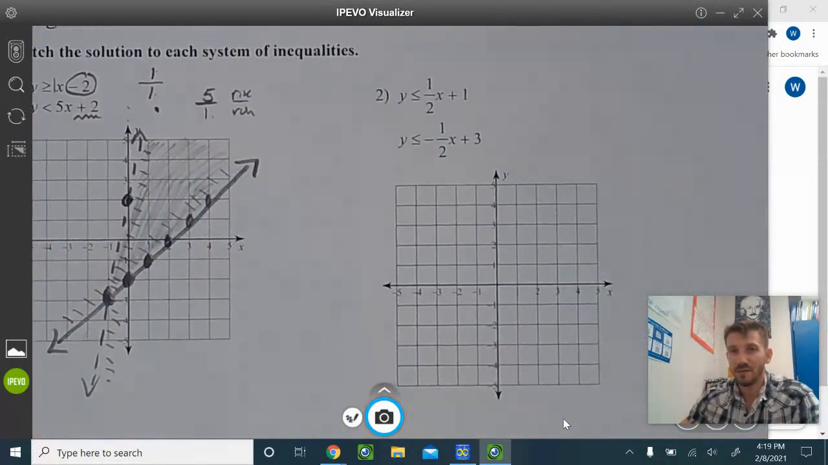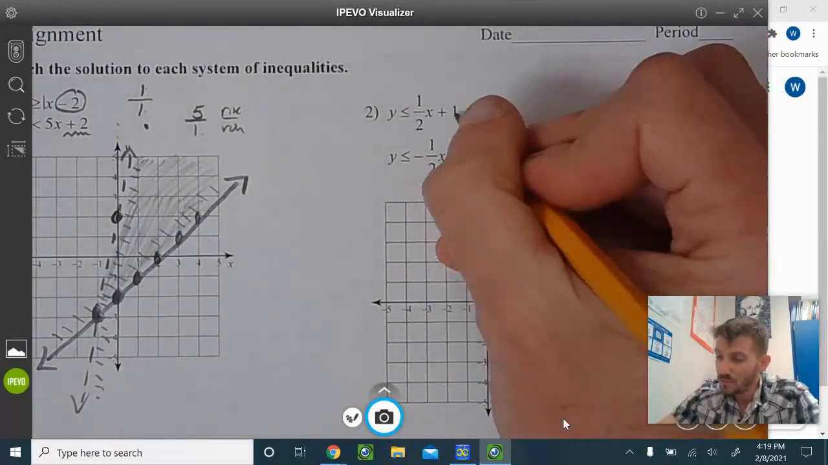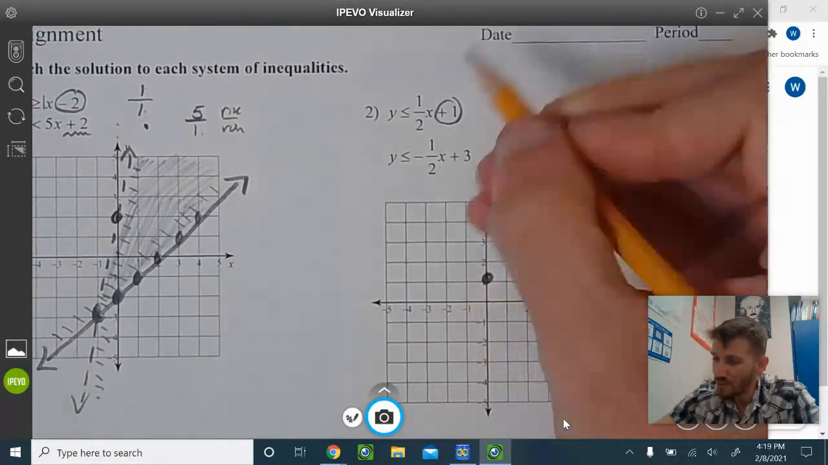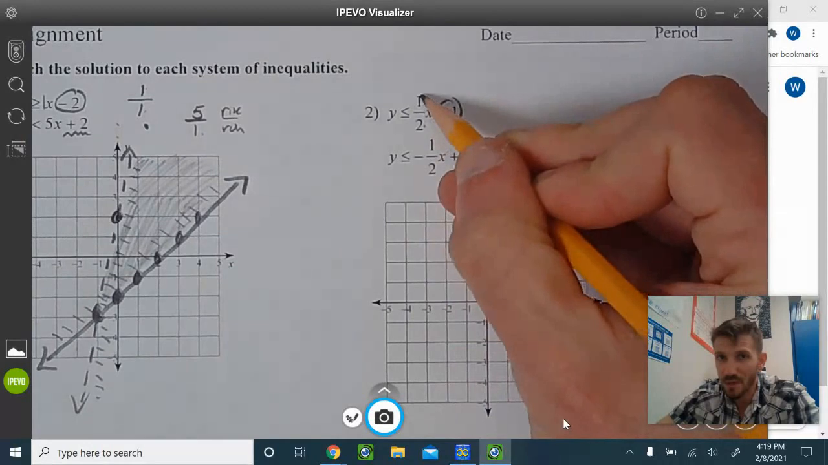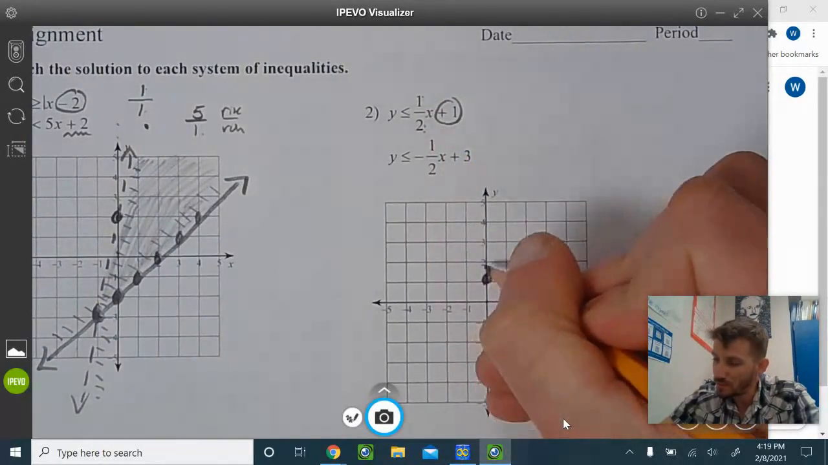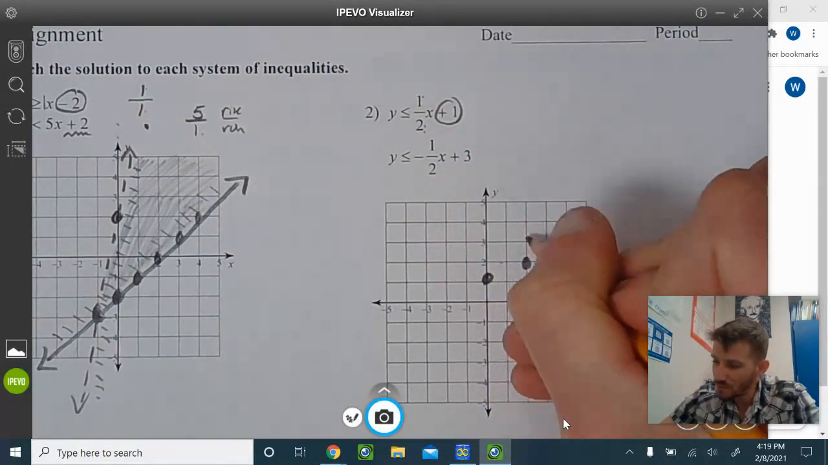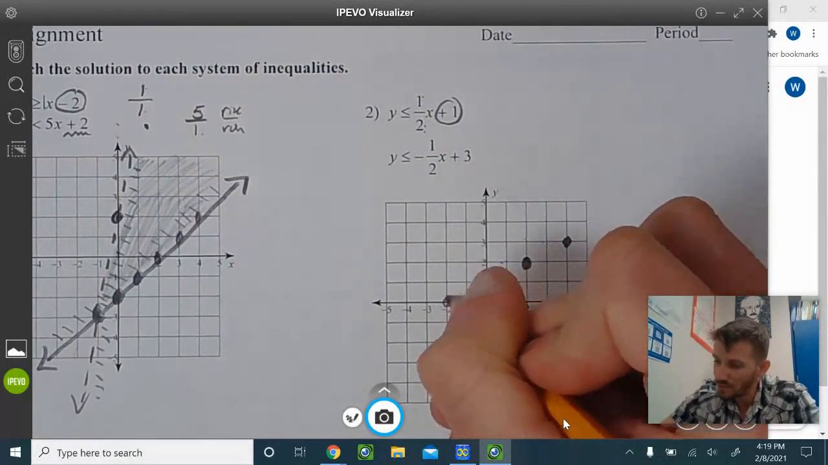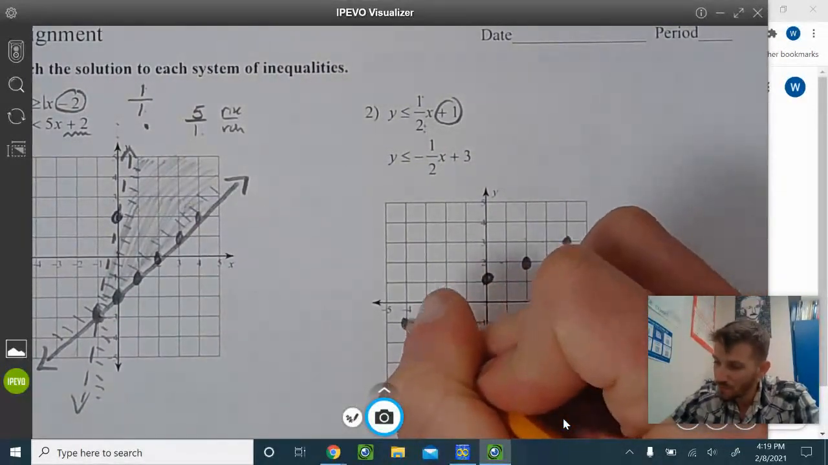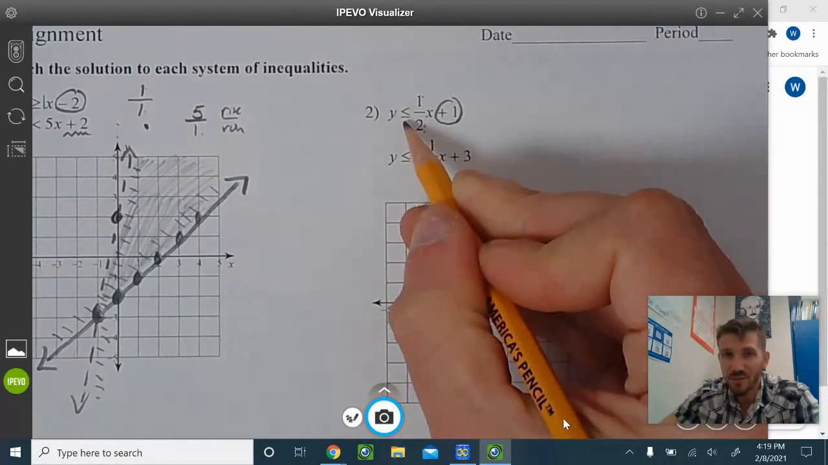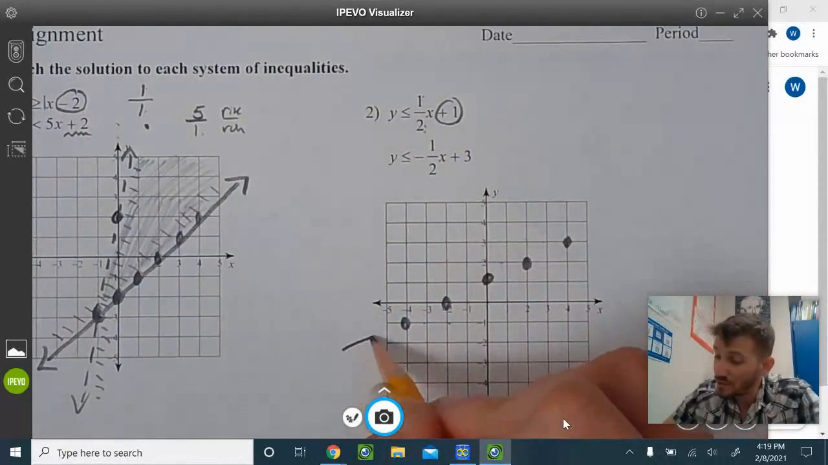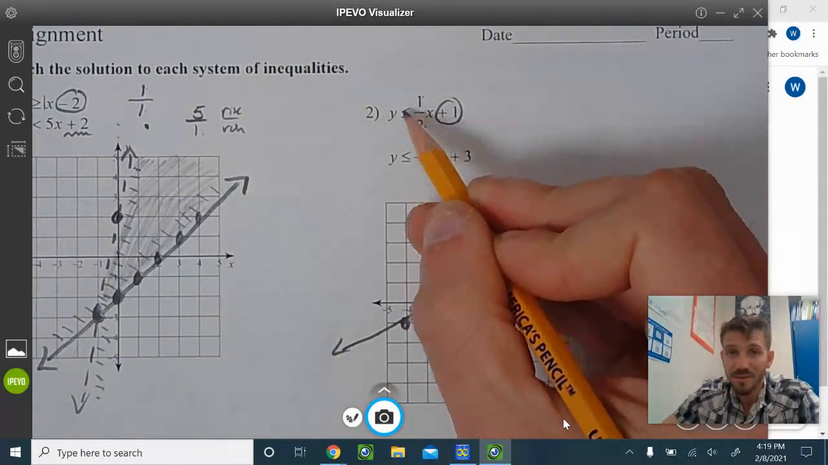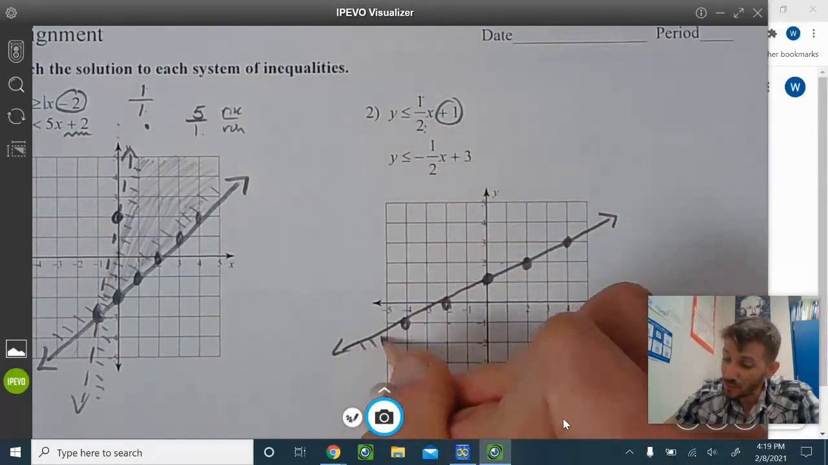All right, let's try again. So number 2, we'll go faster. This is +1 on the y-axis. I then go rise over run, up 1 to the right 2, up 1 to the right 2, up 1 to the right 2. Again, we could also go down 1 to the left 2. All right, I see that it's underlined, therefore it should be a solid line. And it says it is less than, so I should be shading downwards.